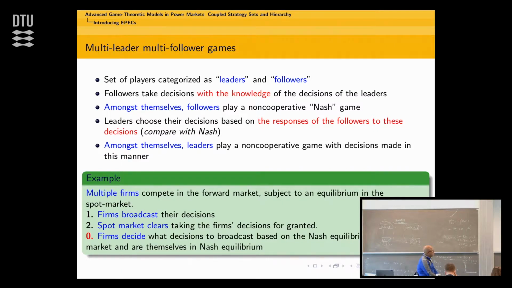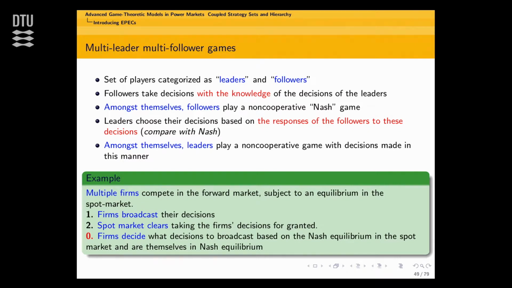So here's an example. If multiple firms compete in the forward market, subject to an equilibrium in the spot market, firms broadcast their decisions, the spot market clears taking the firm's decisions as given, and then in period 0, firms decide what decisions to broadcast based on the Nash equilibrium in the spot market and are themselves in Nash equilibrium. So they're competing in Nash. Okay. Is this clear? The framework?